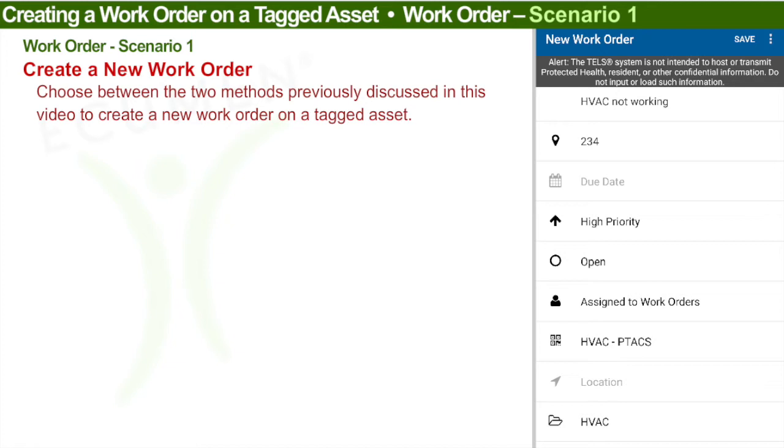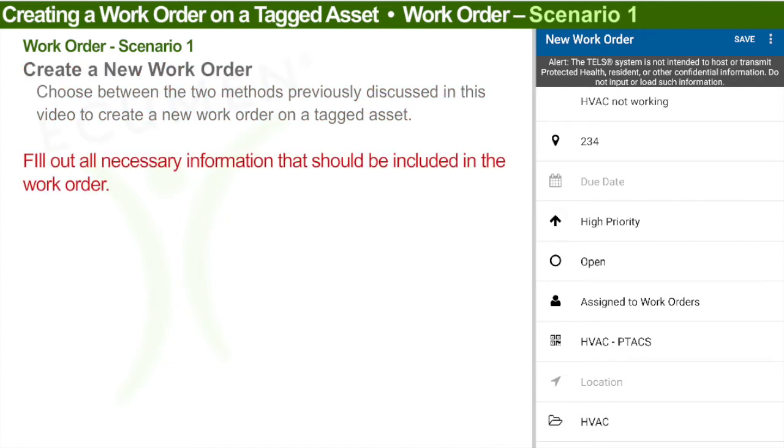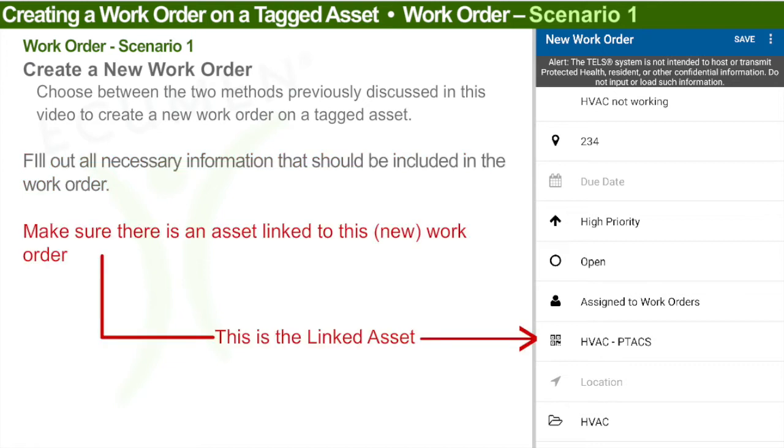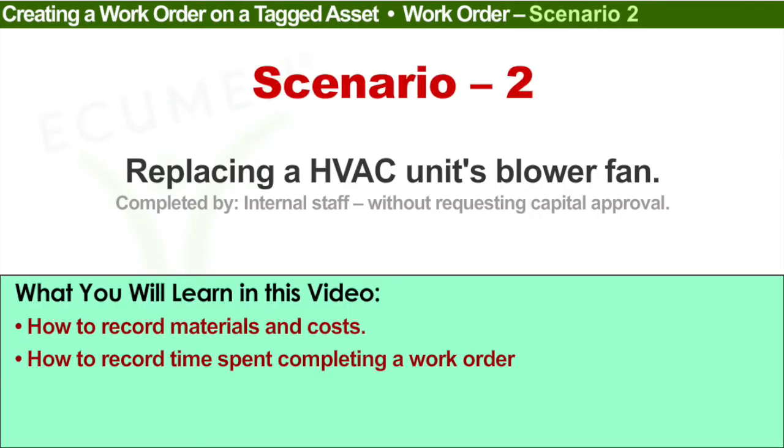Make sure you include all your information that's needed for the work order, like a title, location, room number, priority level, category, and most importantly, a detailed description. And if you look at the arrow on the screen, it's pointing to the linked asset associated with this work order. Scenario 2, replacing an HVAC blower fan, completed by internal staff without needing capital approval.